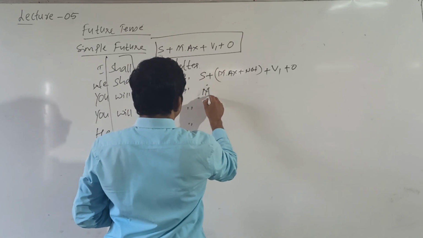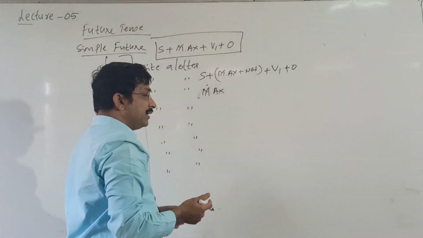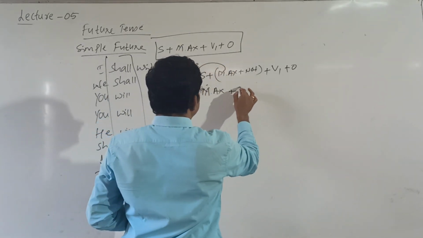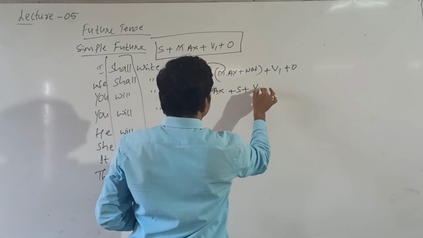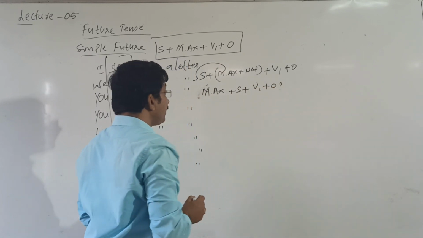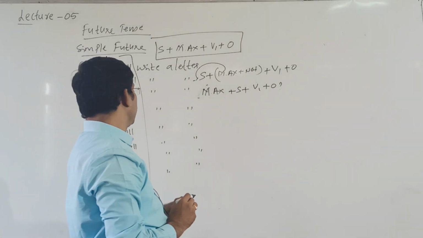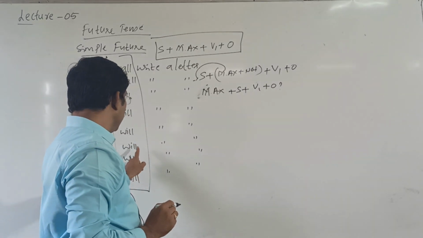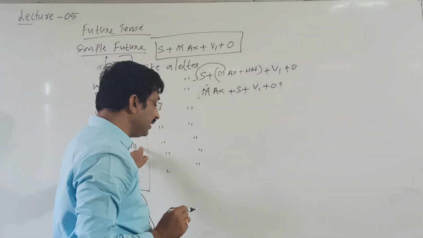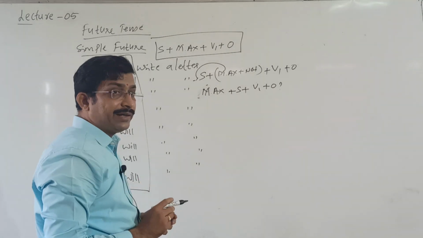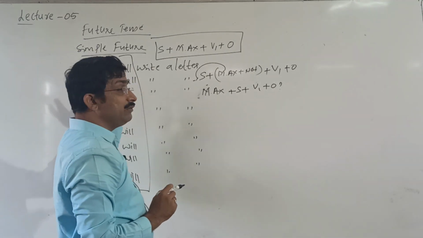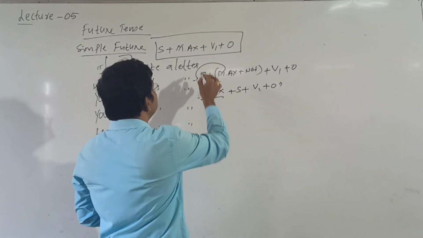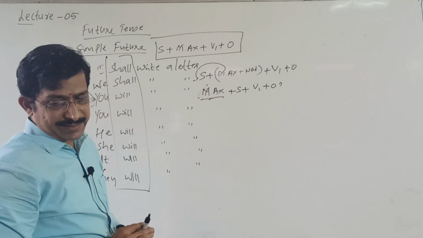Here, bringing the modal here, plus yes plus V1 plus object. Shall I write a letter? Will he write a letter? Will she write a letter? Will they write a letter, or shall we write a letter, means bringing it outside. So this is simple future tense.